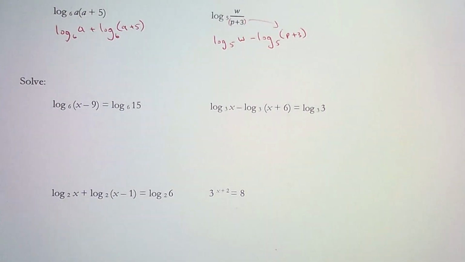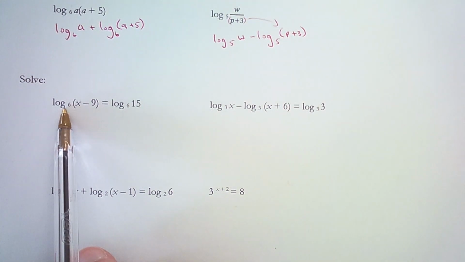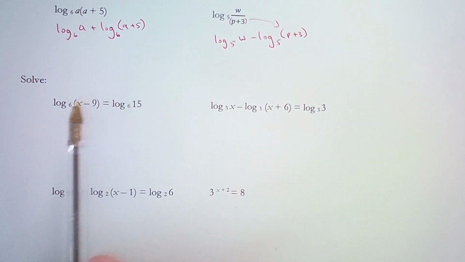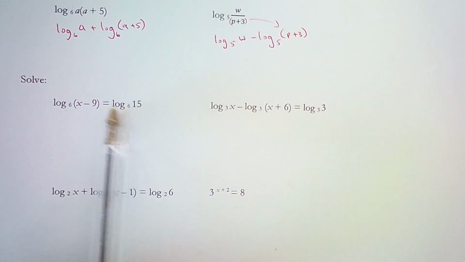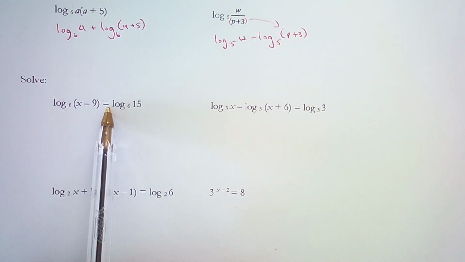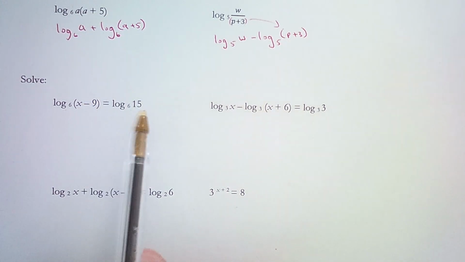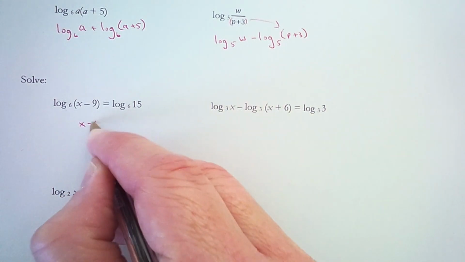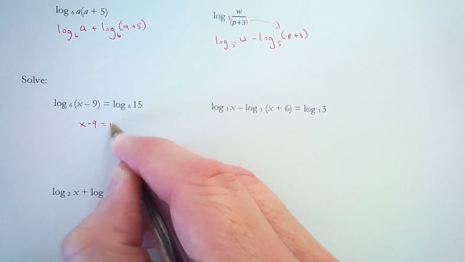Welcome back. In this video we are going to solve some logarithmic equations. So here I've got a log base 6 on one side and a log base 6 on the other. Those logarithms having the same base and being set equal to each other means that the arguments are actually equal to each other. So x minus 9 is equal to 15.